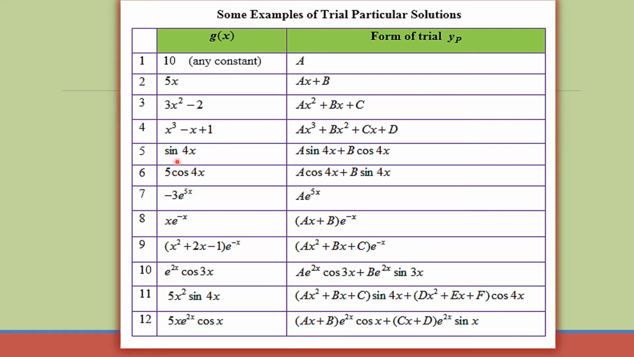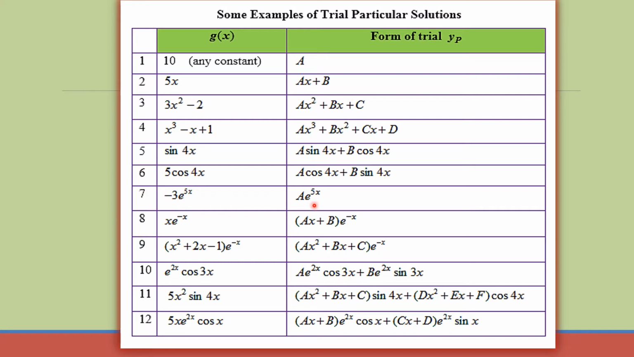For the sine and cosine functions, in order for us to write the form of the yp, you must maintain the type of the argument written for the given sine or cosine function. In this case, g(x) is sine 4x, and therefore you have to write the form of the yp as a sine 4x plus b cos 4x. Suppose this is sine 3x, then you change this into a sine 3x plus b cos 3x. So the argument for the sine function as well as the cosine function must be maintained whenever you want to form the trial yp.